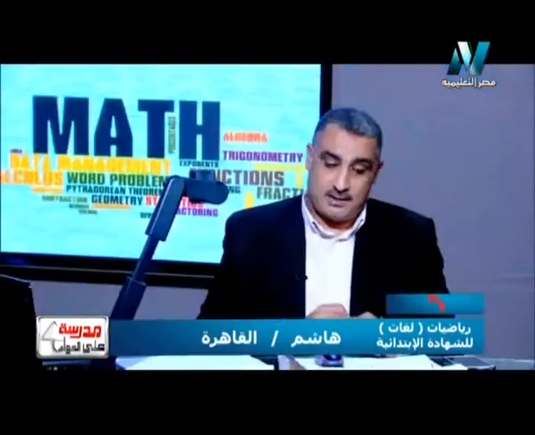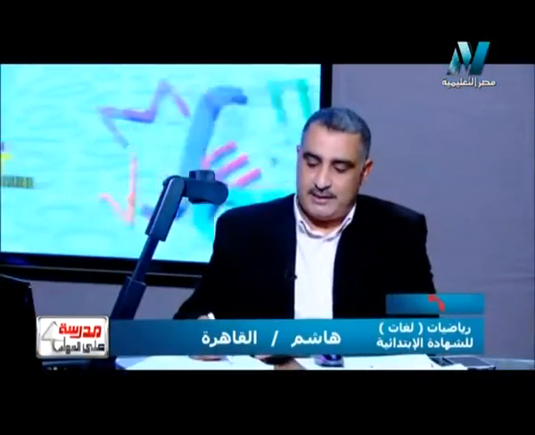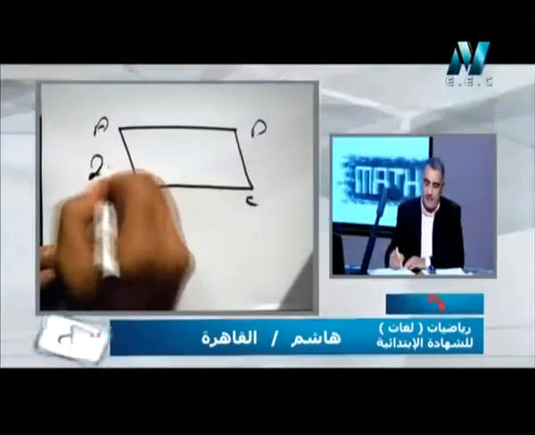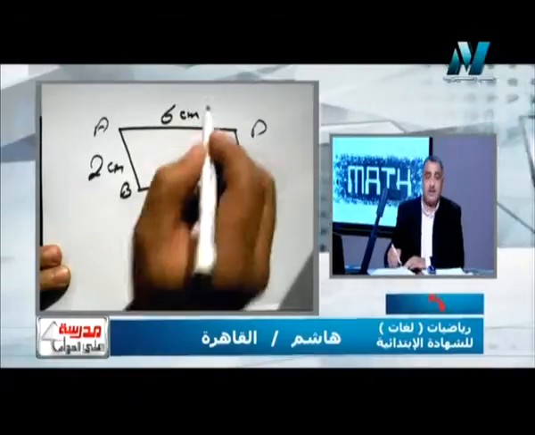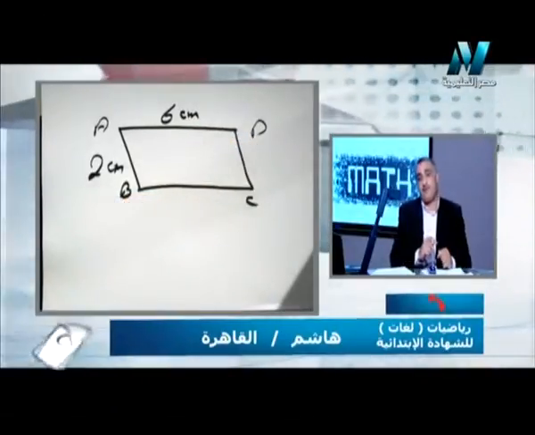What if I ask you about the perimeter of the parallelogram in this shape? We have a parallelogram ABCD, where the length of AB is 2 centimeters and the length of AD is 6 centimeters. Can you tell us how we can find the perimeter of it?